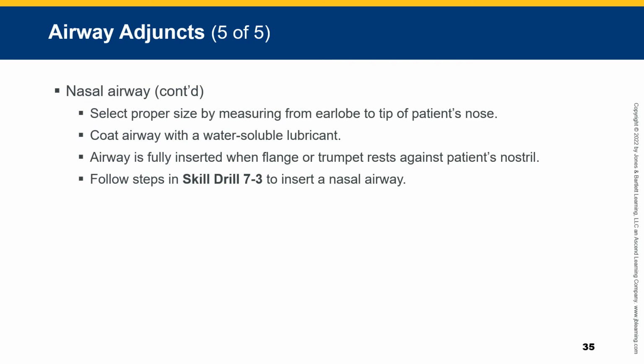Be sure to select the proper nasal size airway for the patient. Measure from the earlobe to the tip of the patient's nose. You want to be sure to coat the airway with a water-soluble lubricant such as KY or Surgilube before inserting it. The airway is fully inserted when the flange or the trumpet rests against the patient's nostril. Follow the steps in Skill Drill 7-3 in your text to insert a nasal airway.